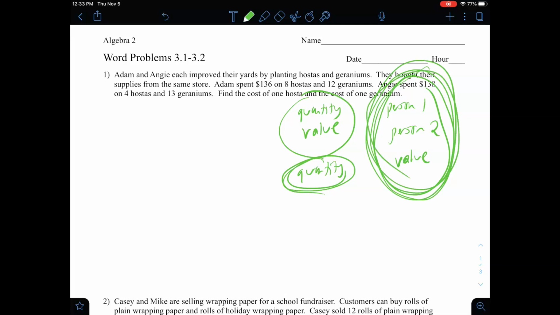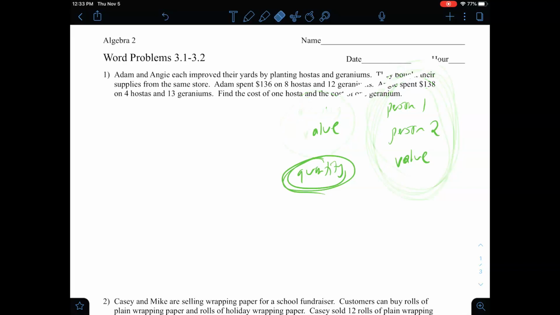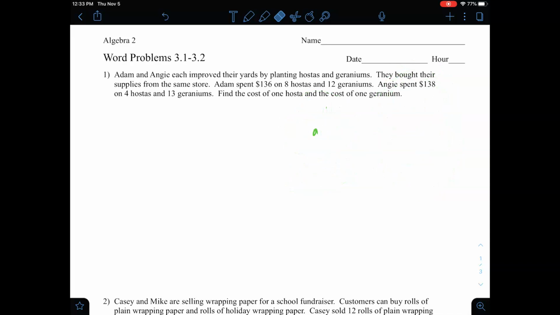All right, and all these problems are very similar. They're going to be the same kind of thing. So let's go ahead and get into it, and you guys will see what I'm talking about here. Okay. All right, let's erase this stuff.